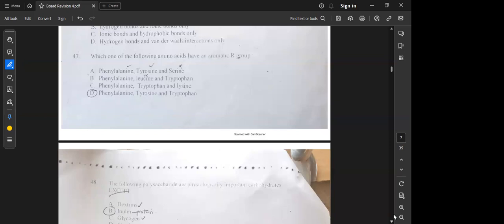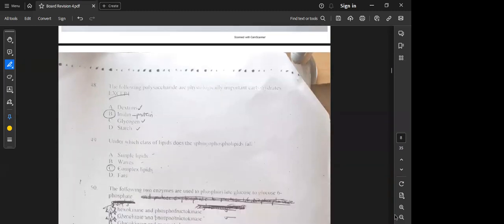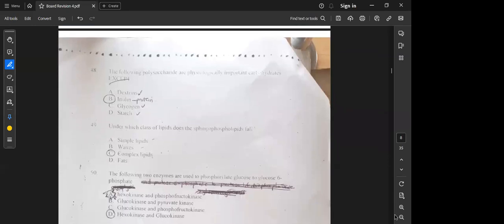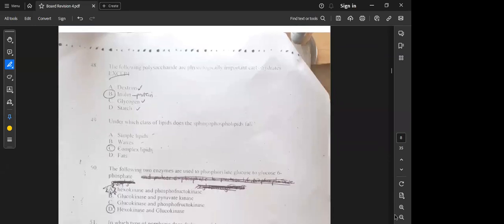So for number 48, the question is asking, the following polysaccharides are physiologically important carbohydrates, except which one is not a physiologically important carbohydrate? The fake Spider-Man is saying inulin is not an important carbohydrate. Anyone of a different opinion or view?